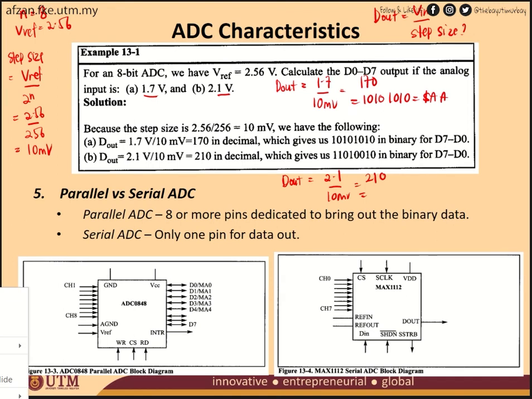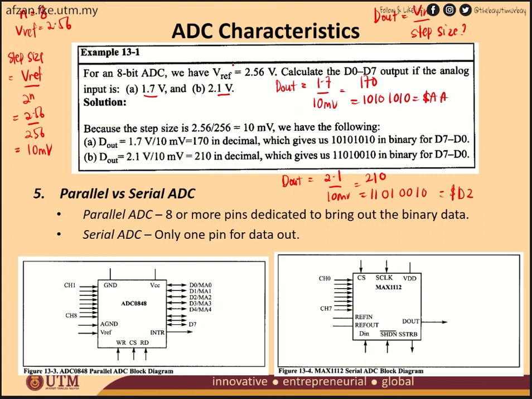You convert this number here, 210, to binary, you will get 1101001. So 13 is D2. Okay, so this is the digital signal representation, or digital out, for a 2.1 volt input.